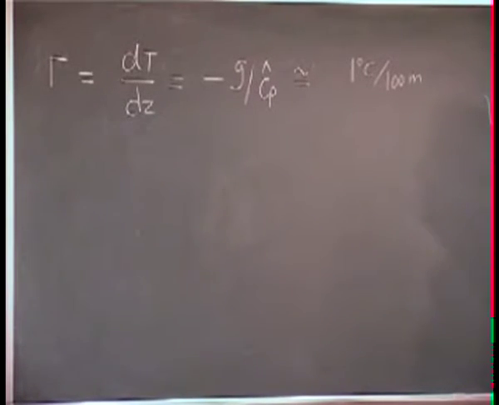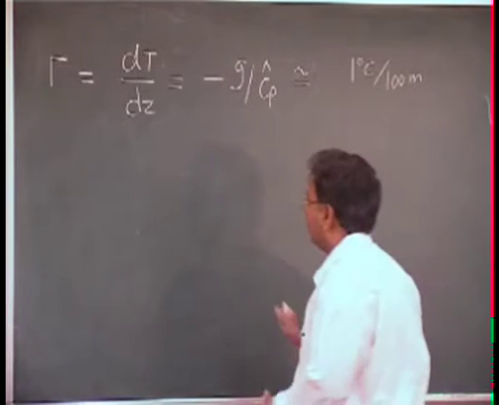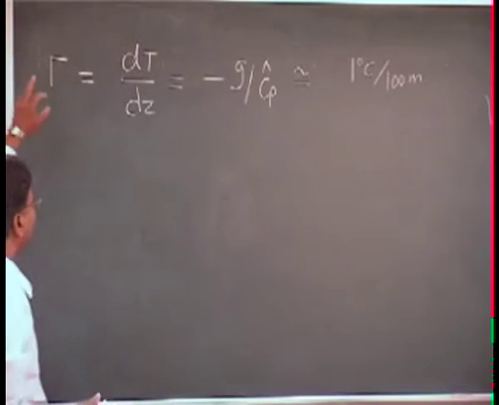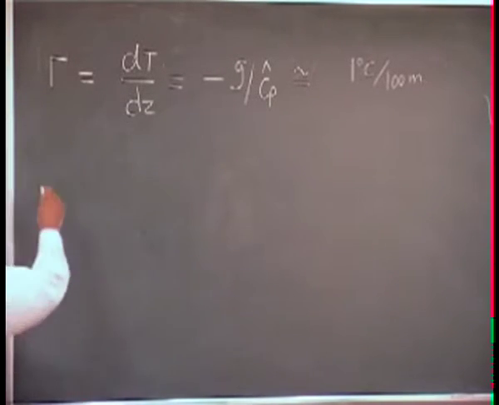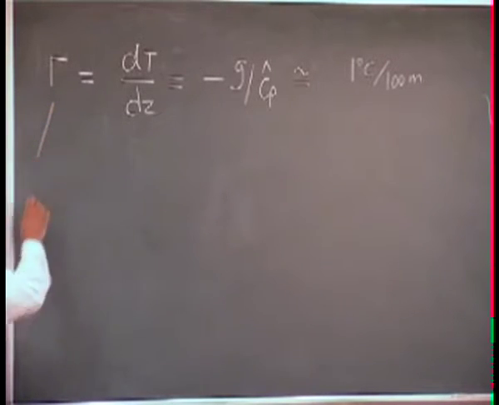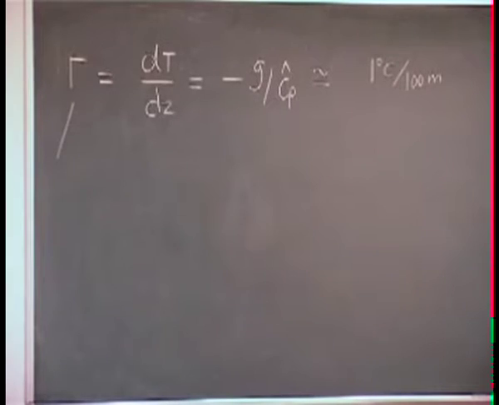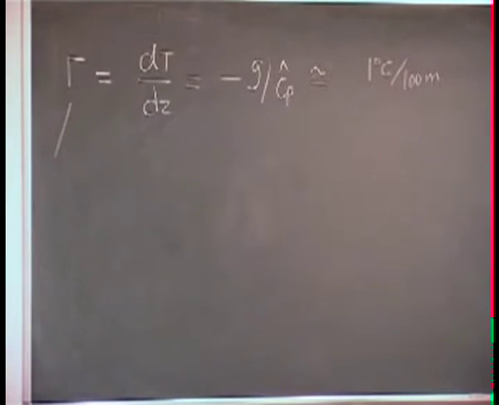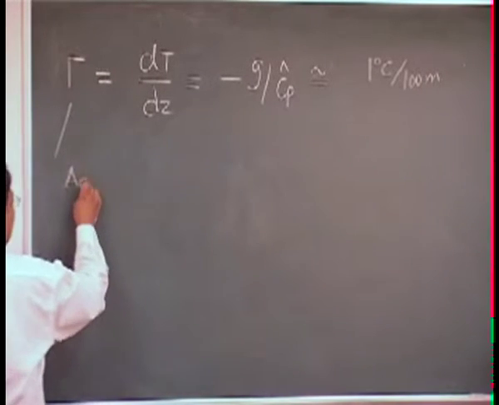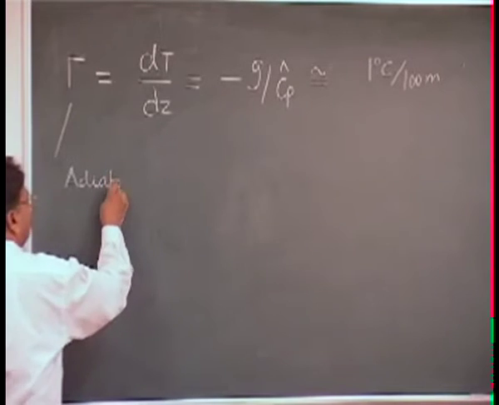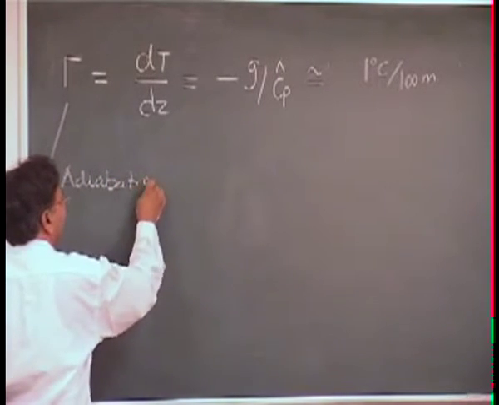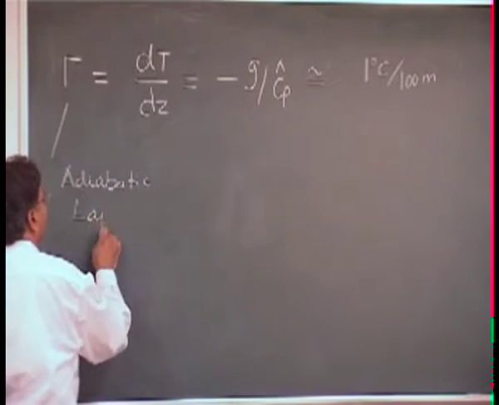This is what we call the terminology which we use in air pollution. We call it lapse rate, because there is a lapse in the temperature. Or exactly we call it adiabatic, because we have invoked the concept of adiabatic lapse rate.